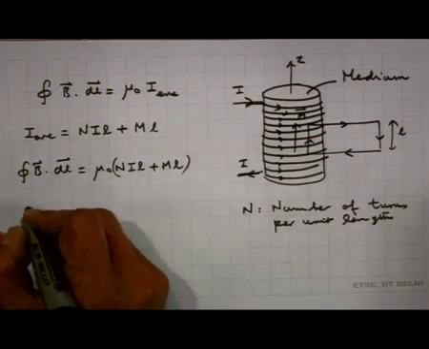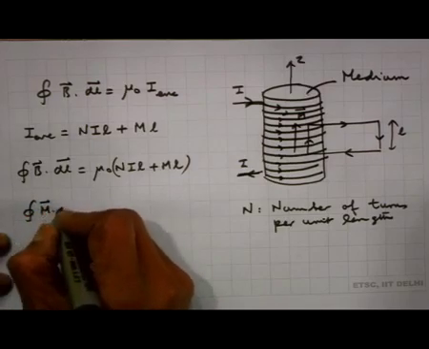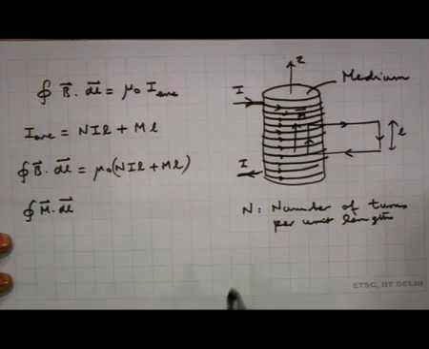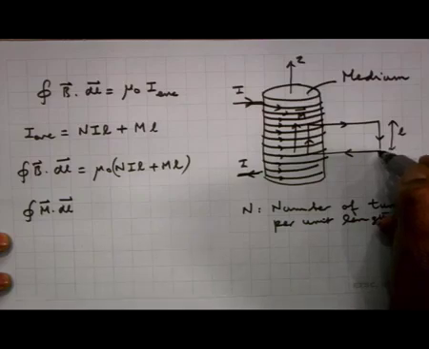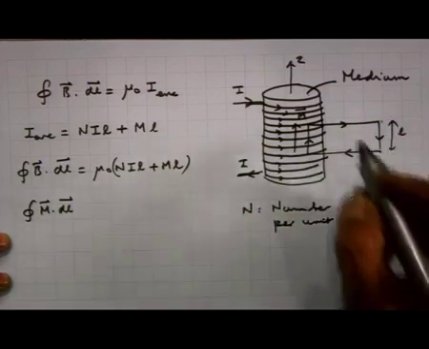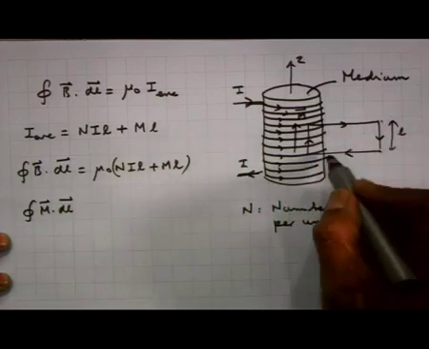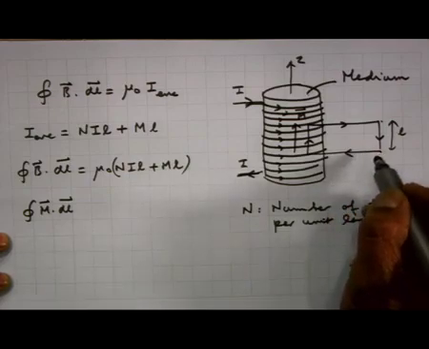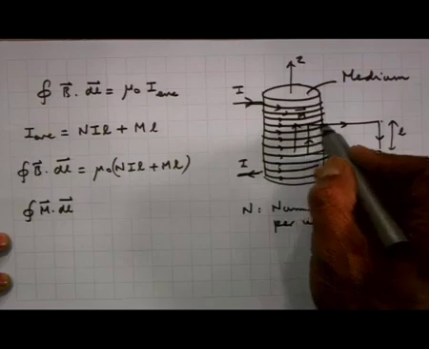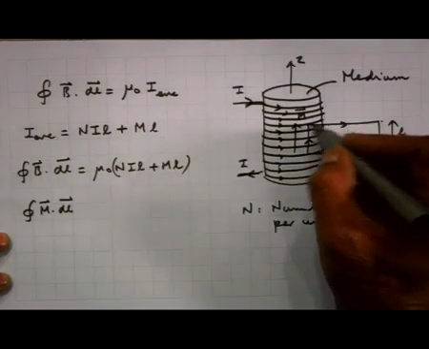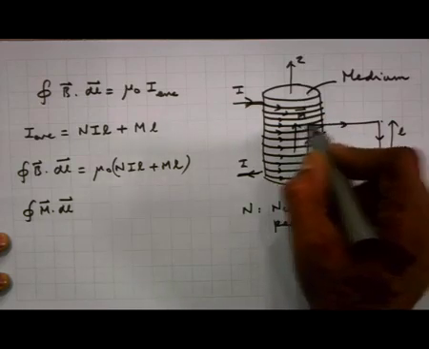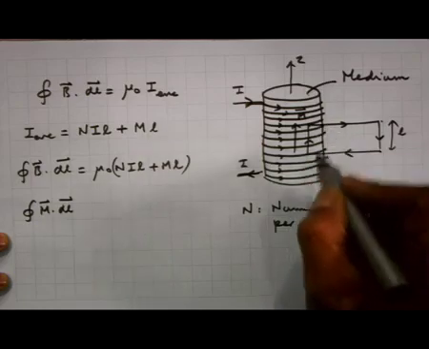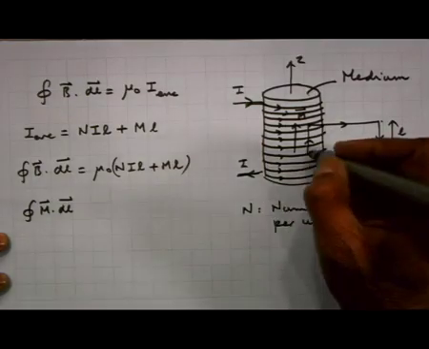Now, let me try to calculate the integral of M dot dl over the same loop. Remember, outside the solenoid there is no magnetization because there is no medium. So, on this part of the loop, the integral will give me 0. On these parts which are outside the solenoid, again M is 0, so there is no contribution to the integral. On these two parts which are lying within the medium, M is perpendicular to dl, because M is vertical and dl is in the perpendicular direction. So, the M dot dl contribution from here and from here becomes 0, and the only contribution comes from this part of the loop.